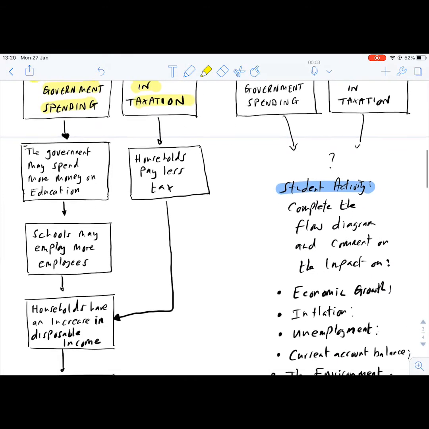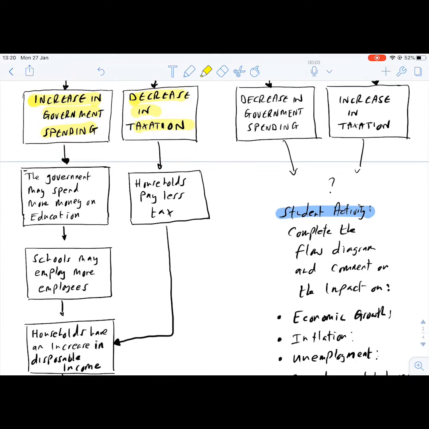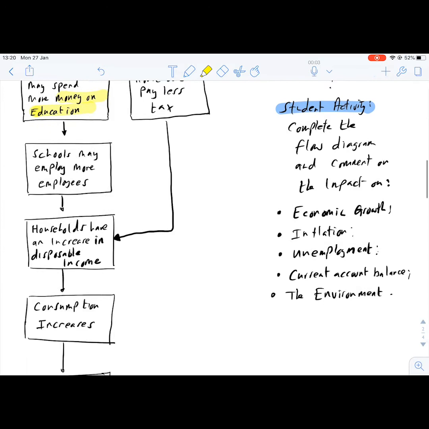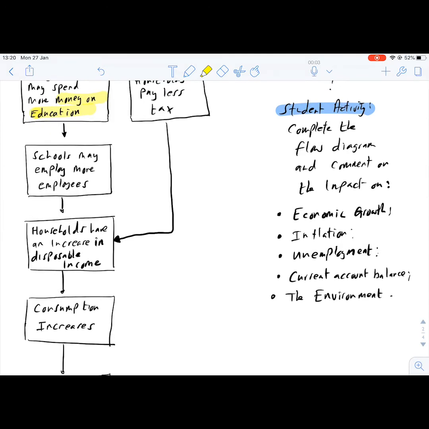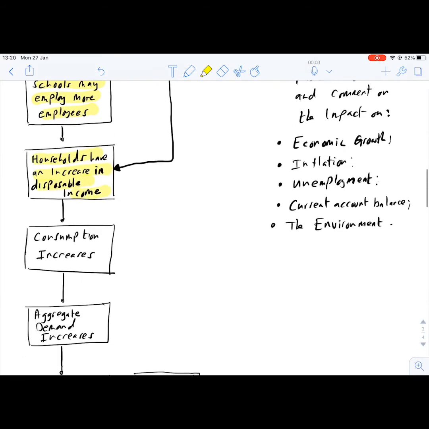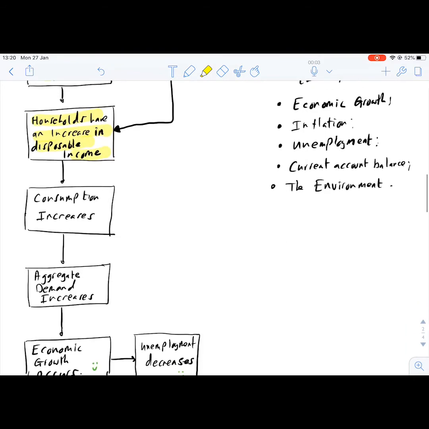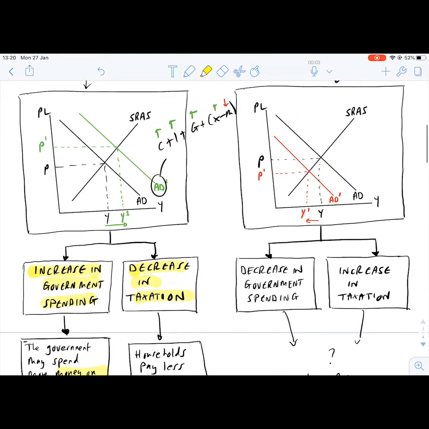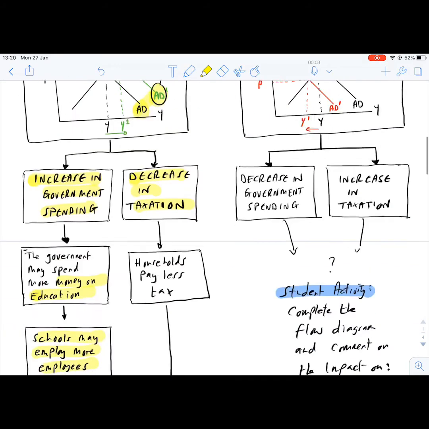Okay, so there are two types of expansionary fiscal policy: an increase in government spending or a decrease in taxation. So if the government increases money, for an example, they may increase money on education. This would lead to schools employing more employees. Therefore, households will have an increase in disposable income. Therefore, they have more money, so consumption increases, aggregate demand increases. If you look back at the diagram, it moves from AD to AD1.